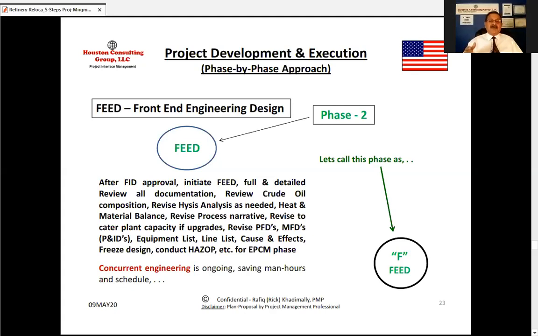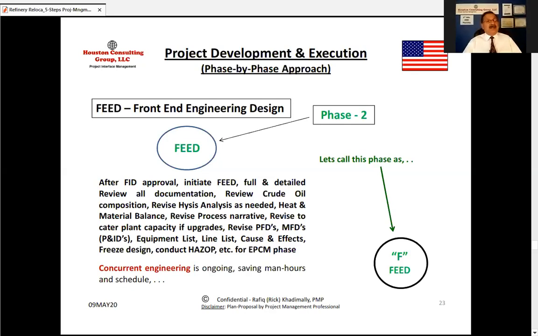You revise the process narrative, revise the capacity, of maybe sometime it's a 60,000 barrel refinery. Right at that time, the owners say, we want to add 20,000 barrel also. So you go back to the engineering company, the technology group, and get, so at the time when the refinery is relocated, it is 60 plus 20, it is 80,000 barrel refinery, okay? Just to give you an example. So you revise the process flow diagrams, the mechanical flow diagrams, they're also called P&IDs, equipment list, line list, cause and effects. Now you freeze the design, okay?